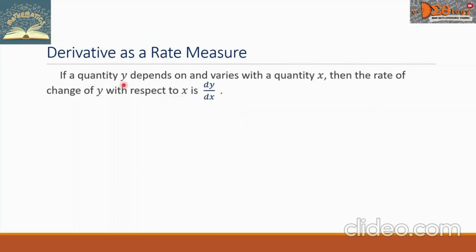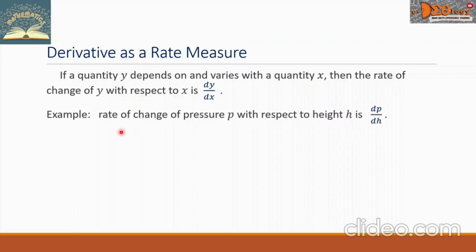If a quantity y depends on and varies with a quantity x, then the rate of change of y with respect to x is dy over dx. Example, rate of change of pressure P with respect to height h is dP over dh.